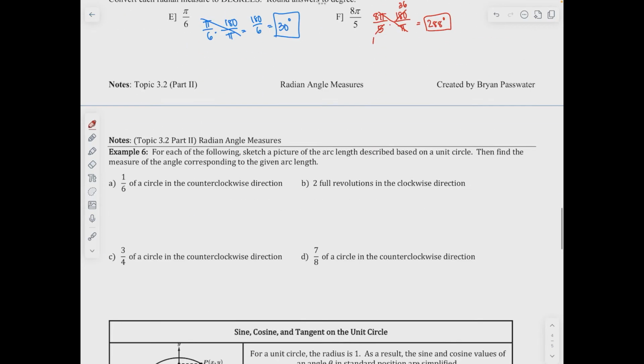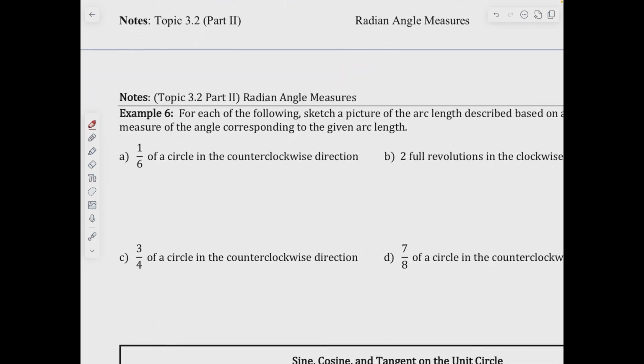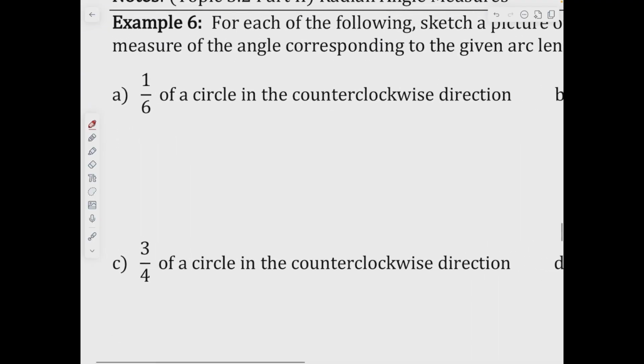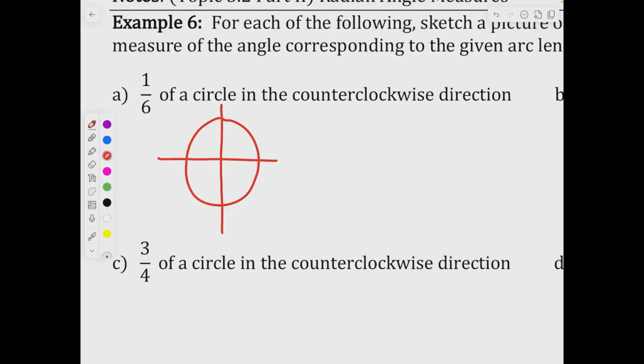Okay, turning the page. For each of the following, sketch a figure of the arc length described on the unit circle. Find the measure for the angle corresponding to the given arc length. Okay, so 1/6 of a circle in a counterclockwise direction. So if I were to take a circle, and I'll draw on the x and the y axis like this. 1/6 means I need to chop this circle up into 6 pieces.